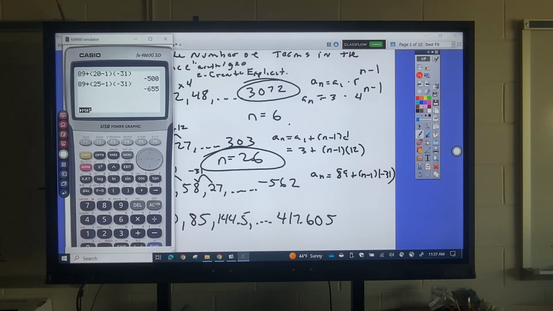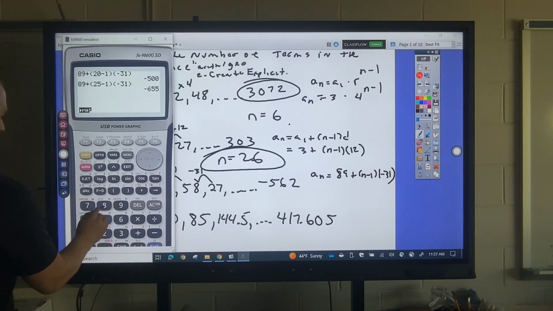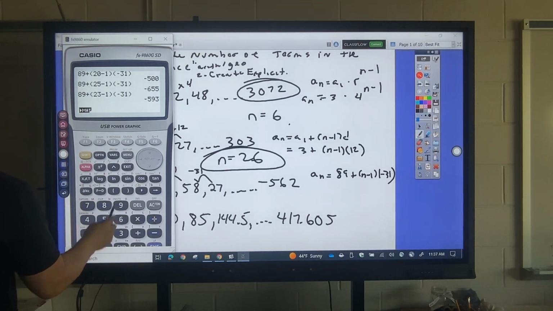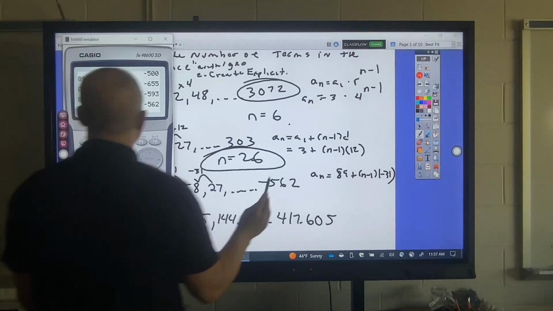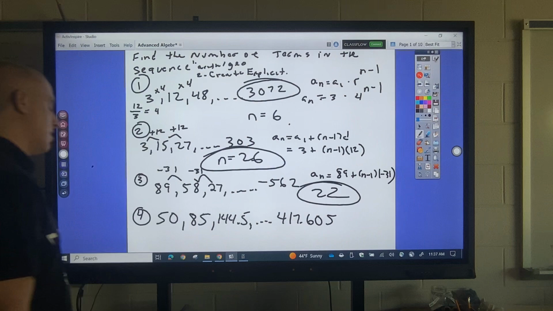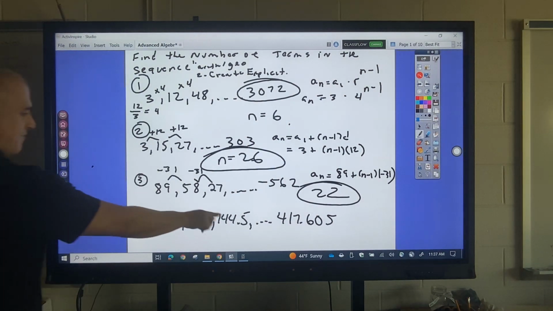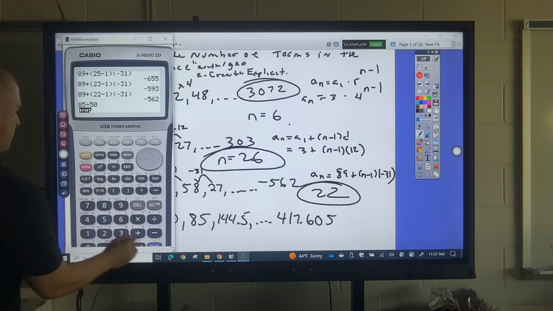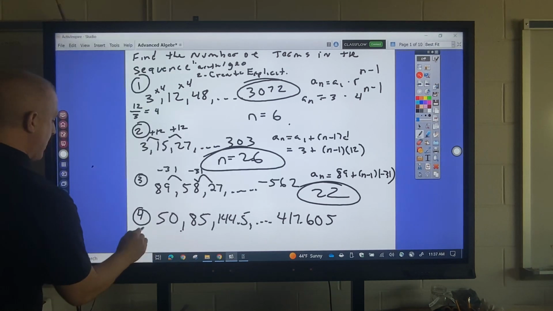A little bit too many, let's go 23. Still too many, 22. Yep, there it hits negative 572, so that's 22 terms. This difference is 35. This is clearly not 85 divided by 50, because a fraction is 17 over 10.